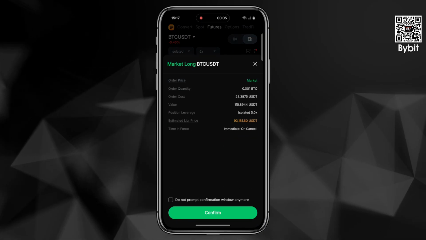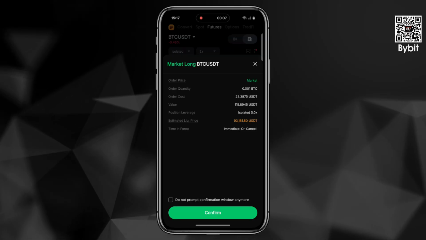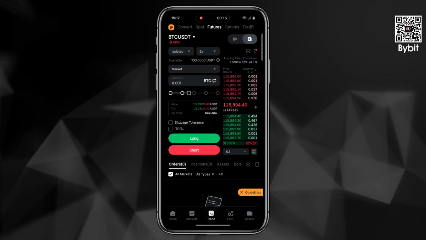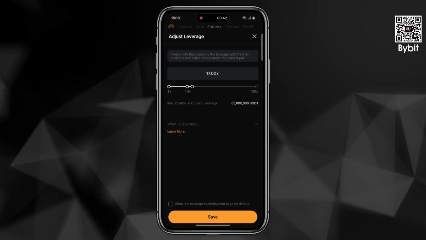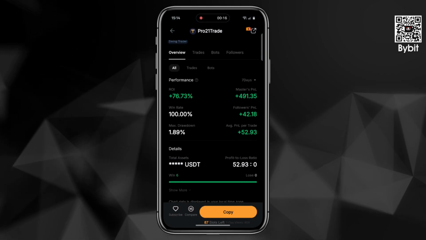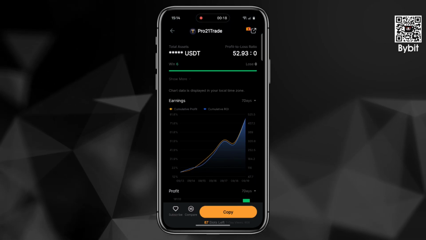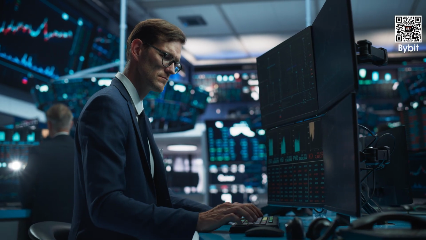Long, a bet on an increase. If you expect the asset price to rise, you open a long position and profit from the growth. Short, a bet on a decrease. You open a short if you believe the price will fall, earning profit from the market's decline. In futures copy trading, you can use leverage. On Bybit, it goes up to 100x. But remember, the higher the leverage, the greater the potential profit and the risk of losing funds. Additionally, each trader in the ranking displays statistics, returns over recent days, number of followers, maximum drawdown, and trading style. This helps you choose someone who matches your strategy and risk level.